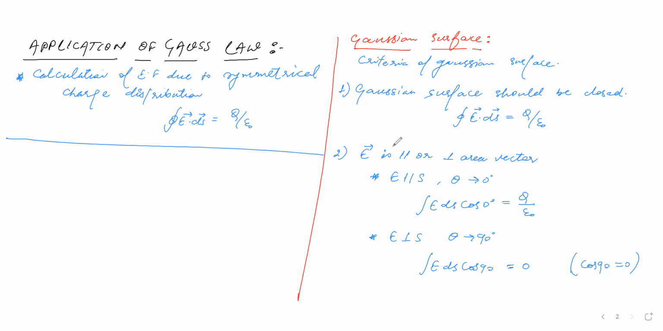In the second point, it is saying that for any Gaussian surface, the electric field is either parallel or perpendicular to the area vector. When the electric field is parallel to the area vector, theta will be 0 degrees, then we can write E dot ds cos 0 degrees, which is equal to q over epsilon naught. And when it is perpendicular to the area vector, theta is 90 degrees, and E ds cos 90 is equal to 0.